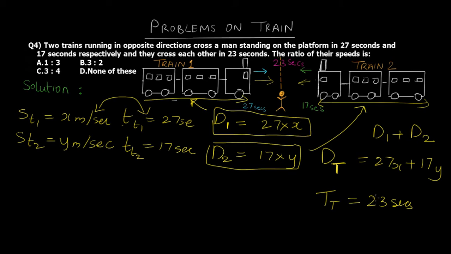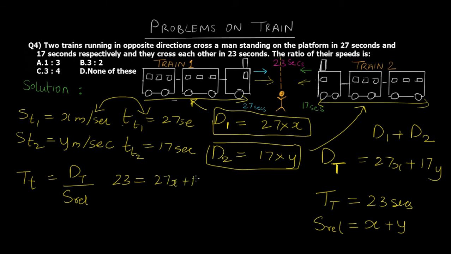But now this is going to be relative speed. Relative speed is being considered because they are both traveling in opposite directions. So the relative speed is going to be equal to x plus y, because we considered the speed of train 1 as x meters per second and the speed of train 2 as y meters per second. So the final equation, the total time taken to cross each other by train 1 and train 2, is equal to the distance covered by both the trains, which is dt, upon the relative speed. We know the total time taken by the two trains to cross each other is 23 seconds. So 23 is equal to the total distance covered, which is the length of train 1 plus the length of train 2 when they completely pass each other, which is 27x plus 17y, and the relative speed is x plus y because they are traveling in opposite directions.